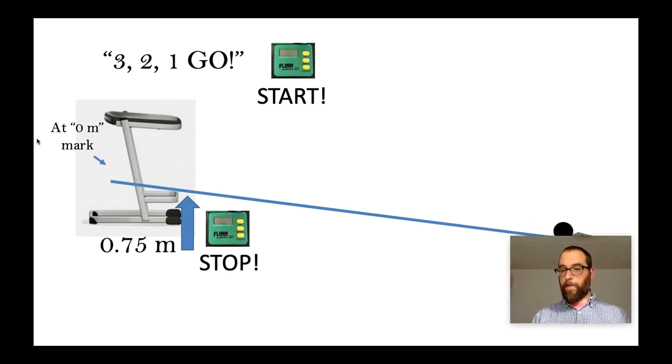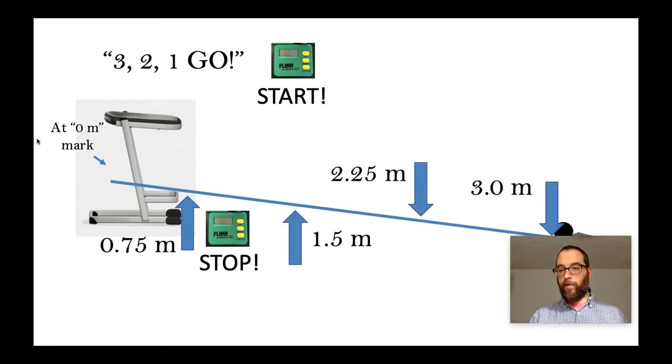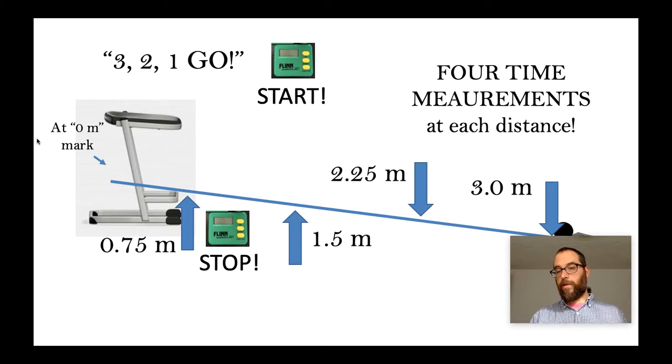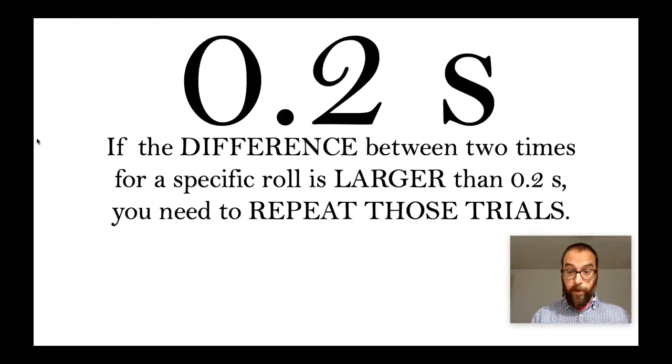All right. Then you roll it again to get a total of 4 trials, and then repeat from 0 to 1.5, 0 to 2.25, and 0 to 3 meters, giving you a total of 4 time measurements for each distance. Now, as you're doing this, you need to be careful. If you are measuring and the difference between 2 times you take for a single roll is greater than 0.2 seconds, you need to repeat those trials.